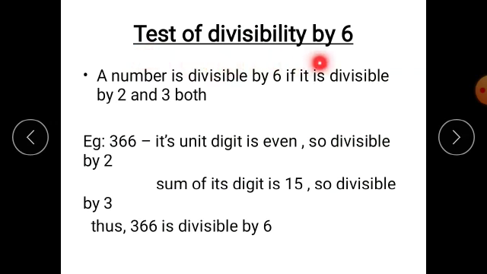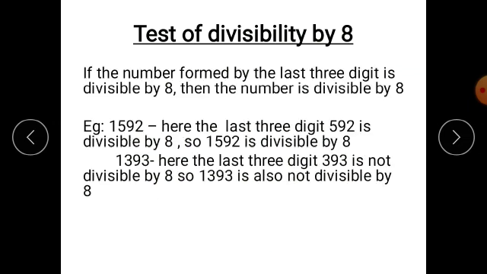Test of divisibility by 6. A number is divisible by 6 if it is divisible by 2 and 3 both. For example, 366. Its unit digit is even, so divisible by 2. Sum of its digits is 15, so divisible by 3. Thus, 366 is divisible by 6.